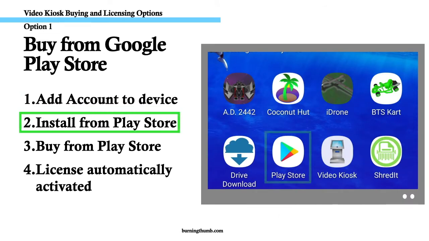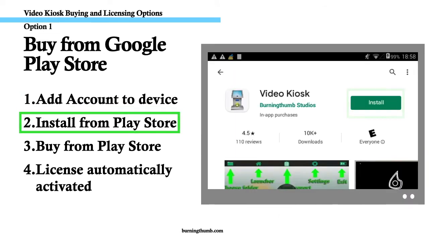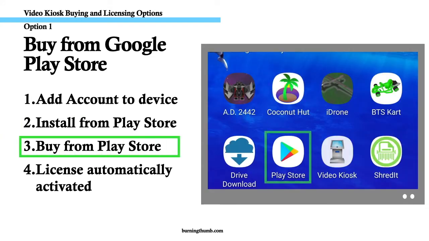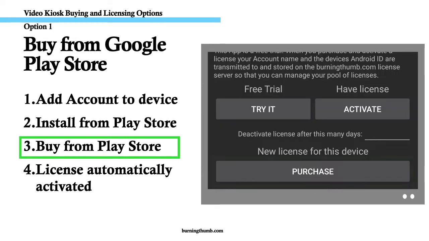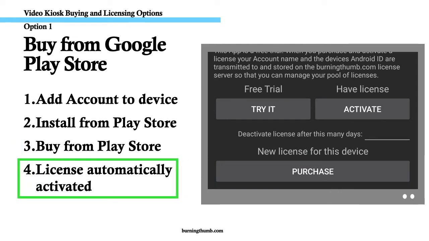Step 2. If you haven't already done so, install the Video Kiosk app from the Google Play Store onto the device. Step 3. Launch Video Kiosk. Click the Purchase button on the License Activity screen and follow the in-app purchase steps. Step 4. The license will be automatically activated when the in-app purchase completes.